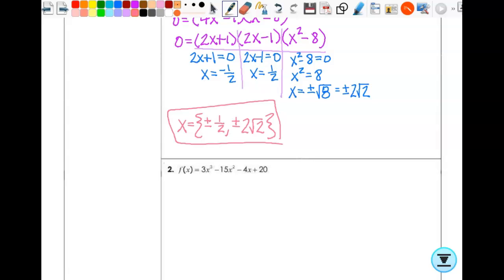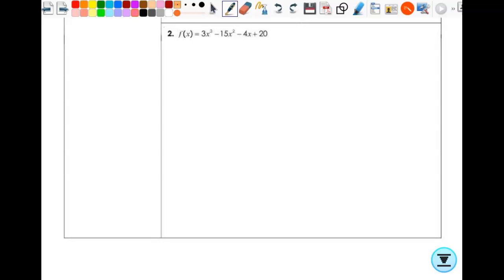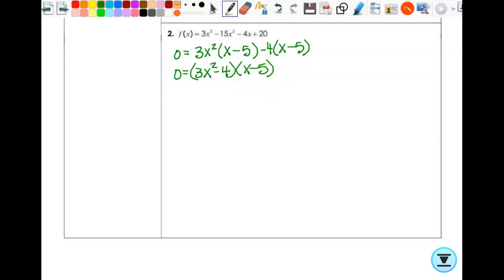Okay. So let's look at number 2. So this is 4 terms. So I'm going to factor by grouping, set that equal to 0. I can factor out a 3x squared. That leaves me with x minus 5. And then I can factor out a negative 4. That leaves me with x minus 5. So I have 0 equals 3x squared minus 4 times x minus 5. Is this a difference of squares? No, it is not. And this is already a linear factor, so I'm good.